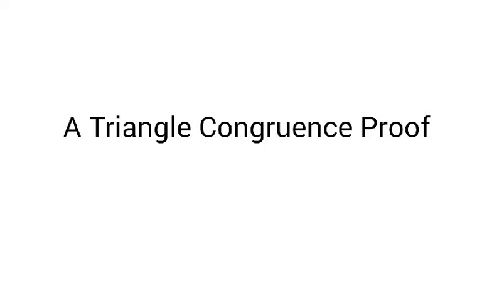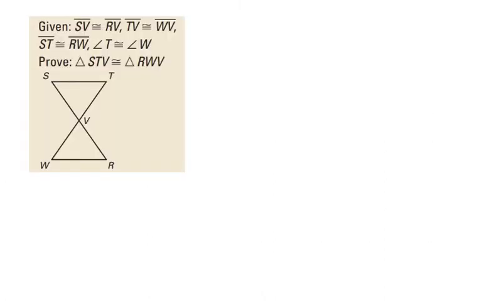Alright, we are going to take a look at an example of a triangle congruence proof. In this proof, we are given that SV is congruent to RV, segment TV is congruent to segment WV, segment ST is congruent to RW, and angle T is congruent to angle W. And we are trying to prove that triangle STV is congruent to triangle RWV.